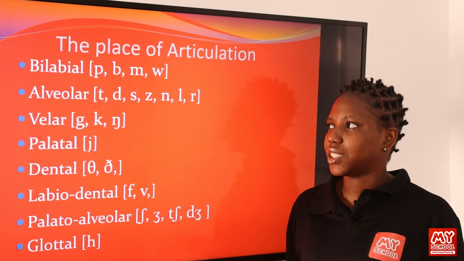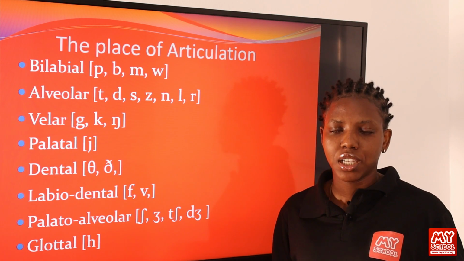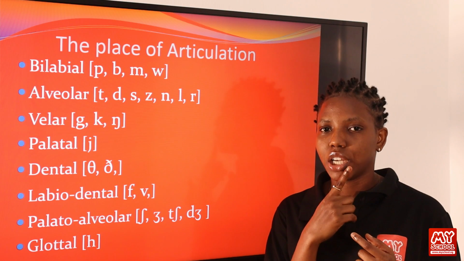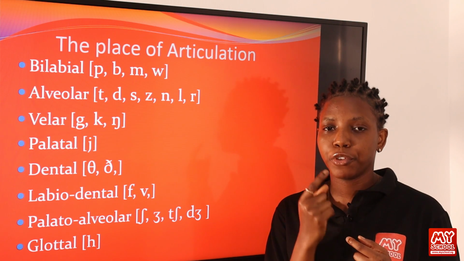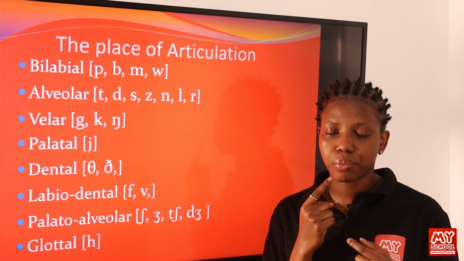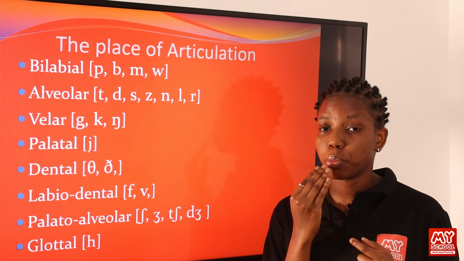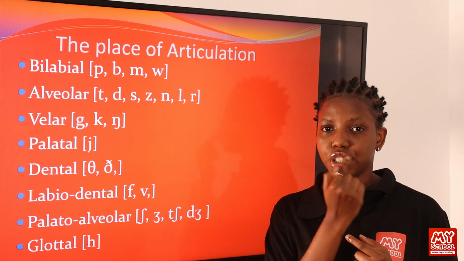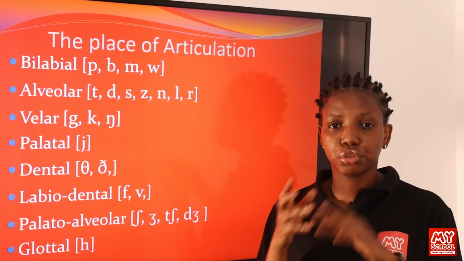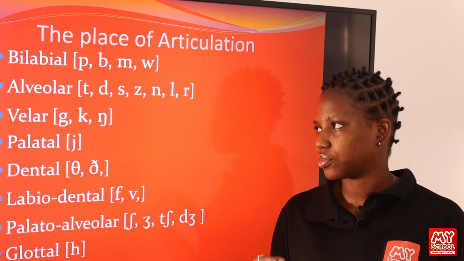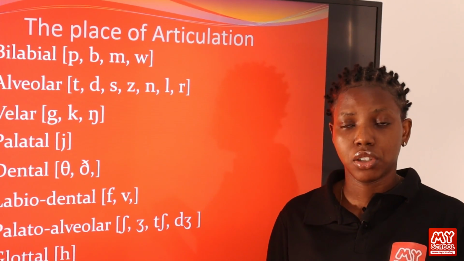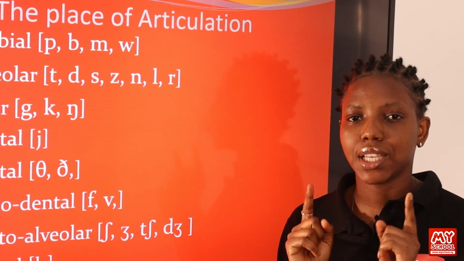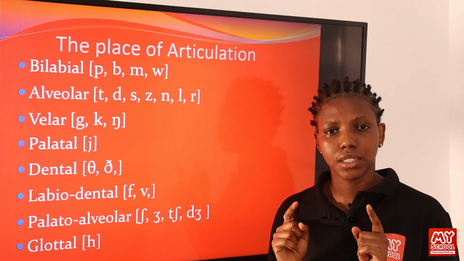So the next one is alveolar. Alveolar uses the front part of your tongue and the alveolar ridge. You can feel your alveolar ridge with your tongue by just raising your tongue to touch the upper part of your teeth and then just go down. You can feel that ridge. It is called the alveolar ridge or the teeth ridge. So you have the front part of your tongue touching that part, as in d.